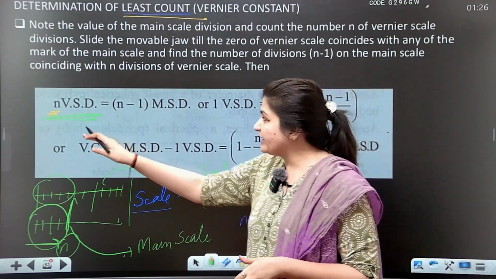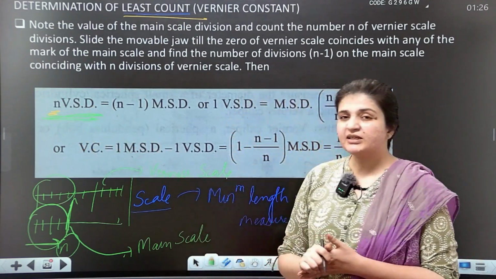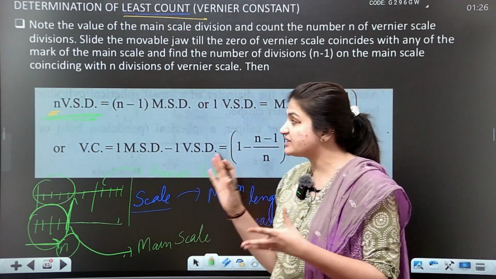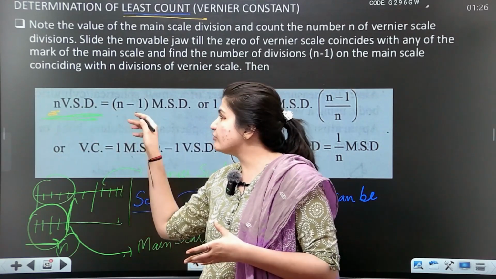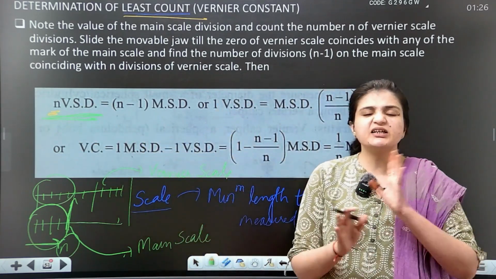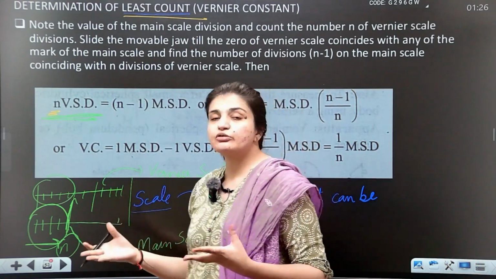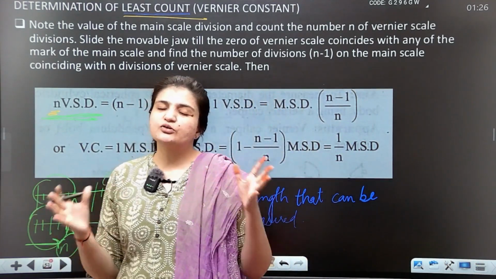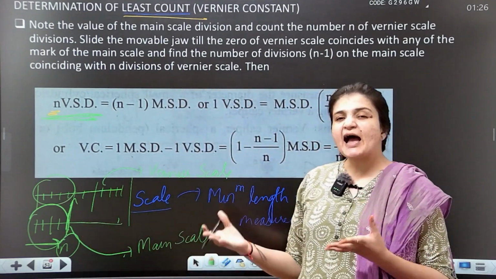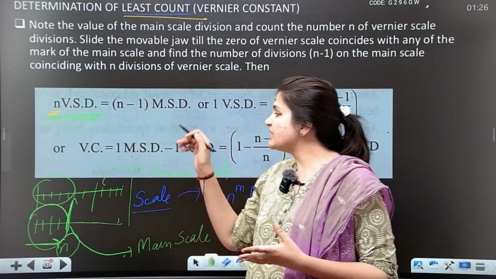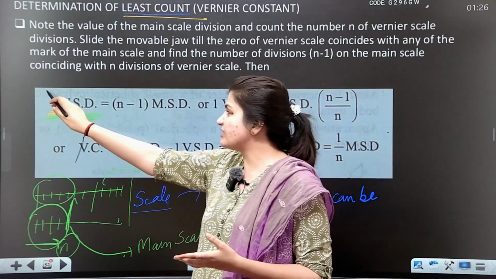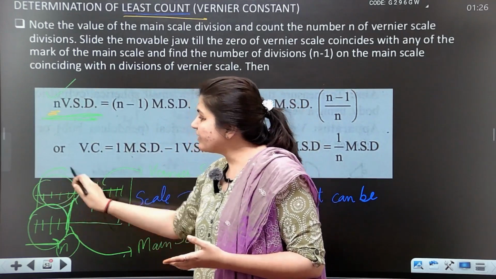So we can write that the nth division of the vernier scale is coinciding, let's suppose in this case, with n minus 1. But it can vary. We will see through the numerical that this value can vary. So if the nth division of the vernier scale is coinciding, the vernier scale has larger divisions. This is the vernier scale.